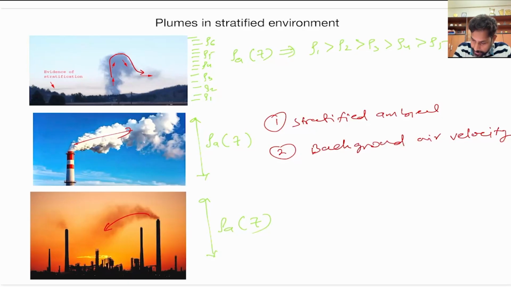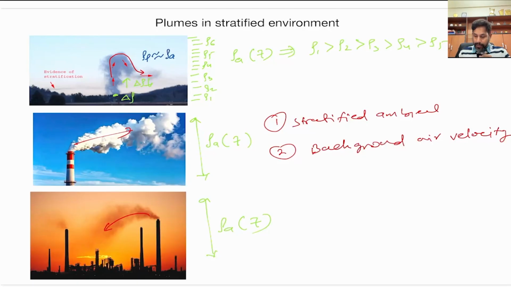And what exactly happens here? As we discussed, let's say there was some delta rho here, and as we go up, delta rho decreases. There will be a point when rho P will become equal to rho A, because rho A is also decreasing and delta rho is also decreasing. Whereas in the case of unstratified ambient, rho A was constant and only delta rho was decreasing. So the rate of decrease of delta rho in this case will be much higher than in the case of unstratified ambient.